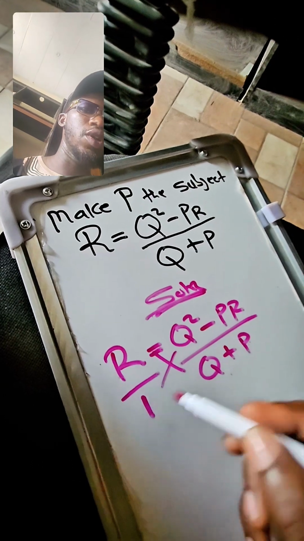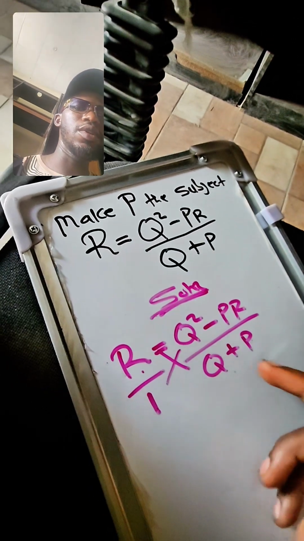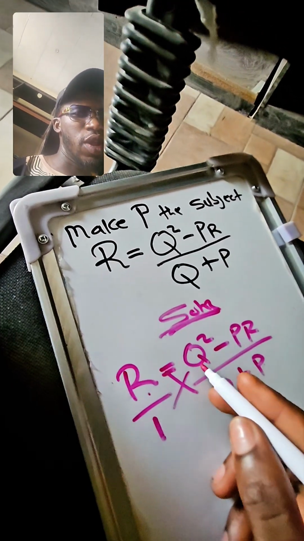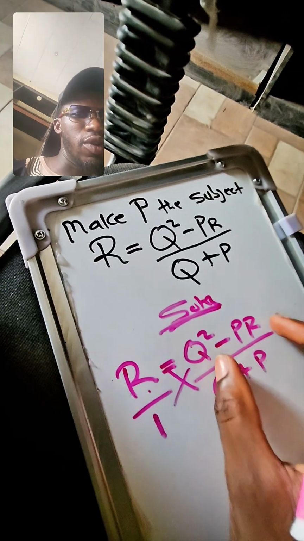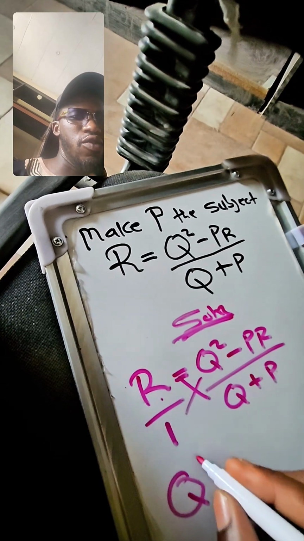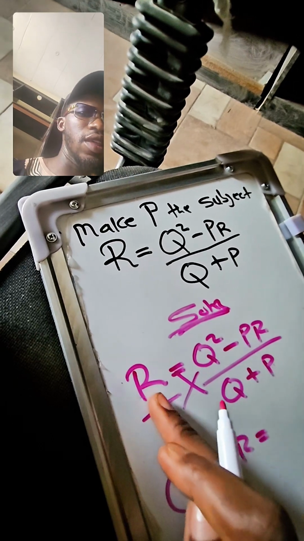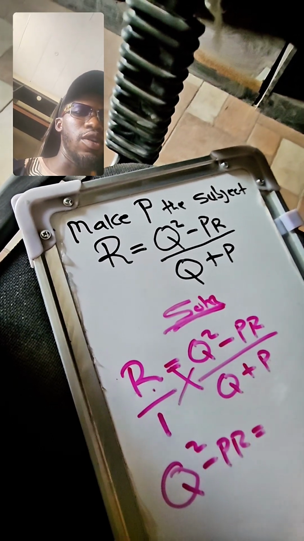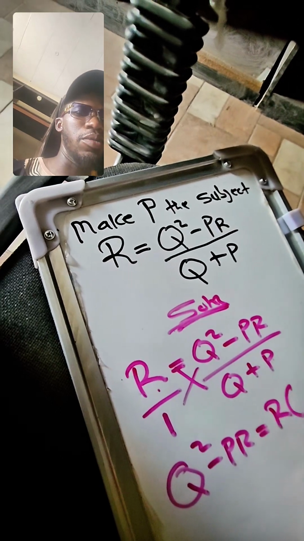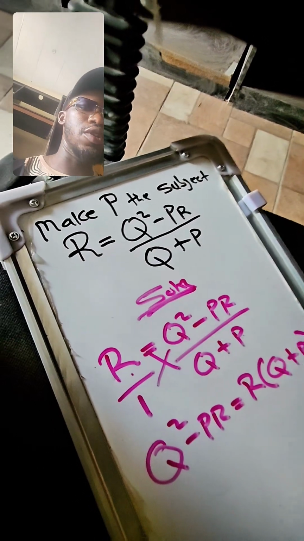This R will multiply the whole of the denominator, and the other side will multiply the whole of the numerator. So now you have 1 times the whole of this, which will still remain as it is. So now you have Q squared minus PR equals R open bracket Q plus P, now you close your bracket.